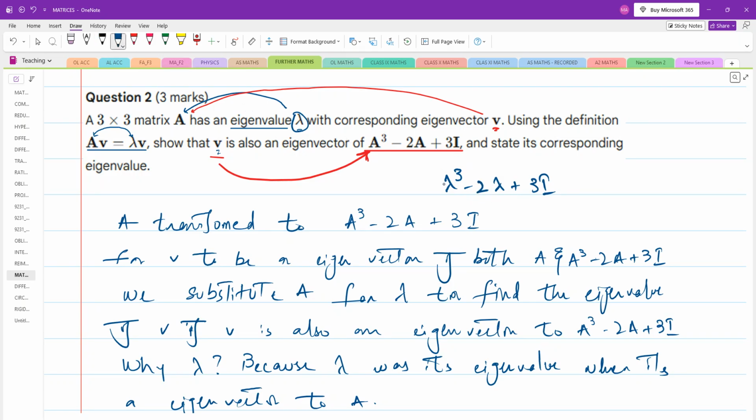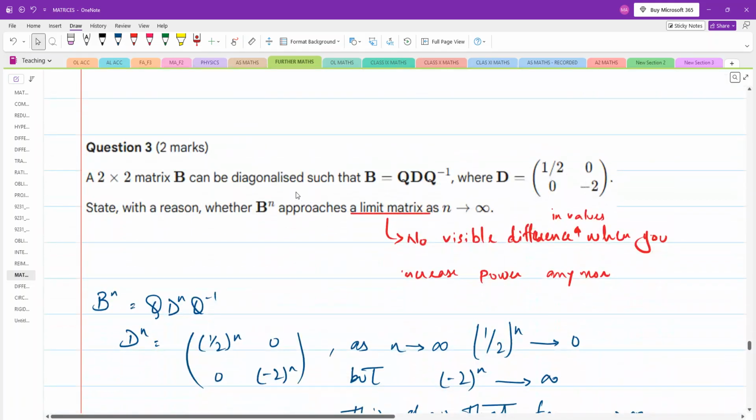This is going to be the equation for lambda. This is going to be the equation to find the eigenvalue for which V is also an eigenvector to this equation. I'm going to be talking a little bit about this question further ahead because there was an exam question that I need to discuss as well. Moving onwards, we have one more question.